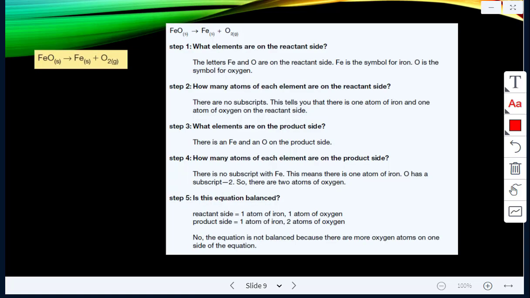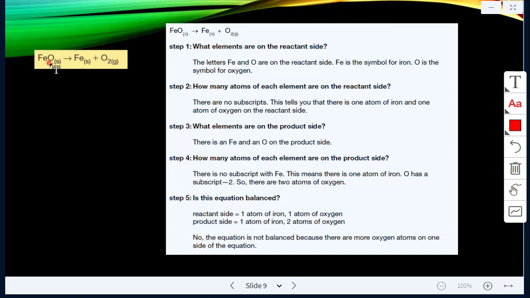Our next example, we are looking at this example. We have FeO, which is iron oxide, and it's producing iron, which is Fe, and oxygen. So we'll start with our steps again. So step 1, what elements are on the reactant side? So on the left-hand side of the arrow, we have Fe. Fe represents iron, and O represents oxygen.